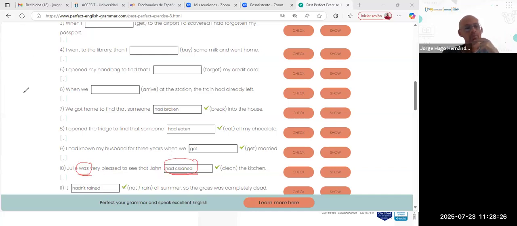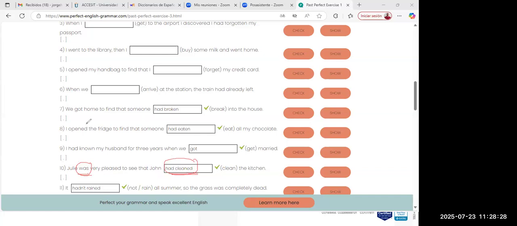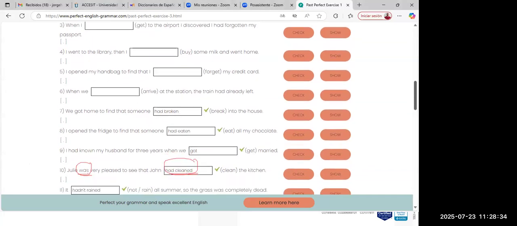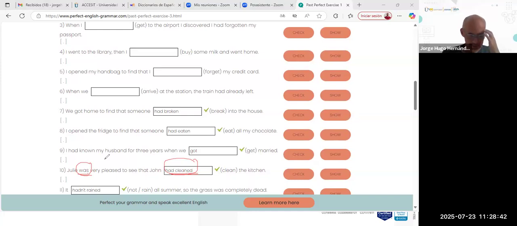Paula, tell me. Teacher, I have a question. Tell me. Digamos, si una oración está en pasado, ¿es necesario que la otra también esté en pasado o tiene que estar en pasado participio? No, it depends on the sentence. O sea, depende de la oración.